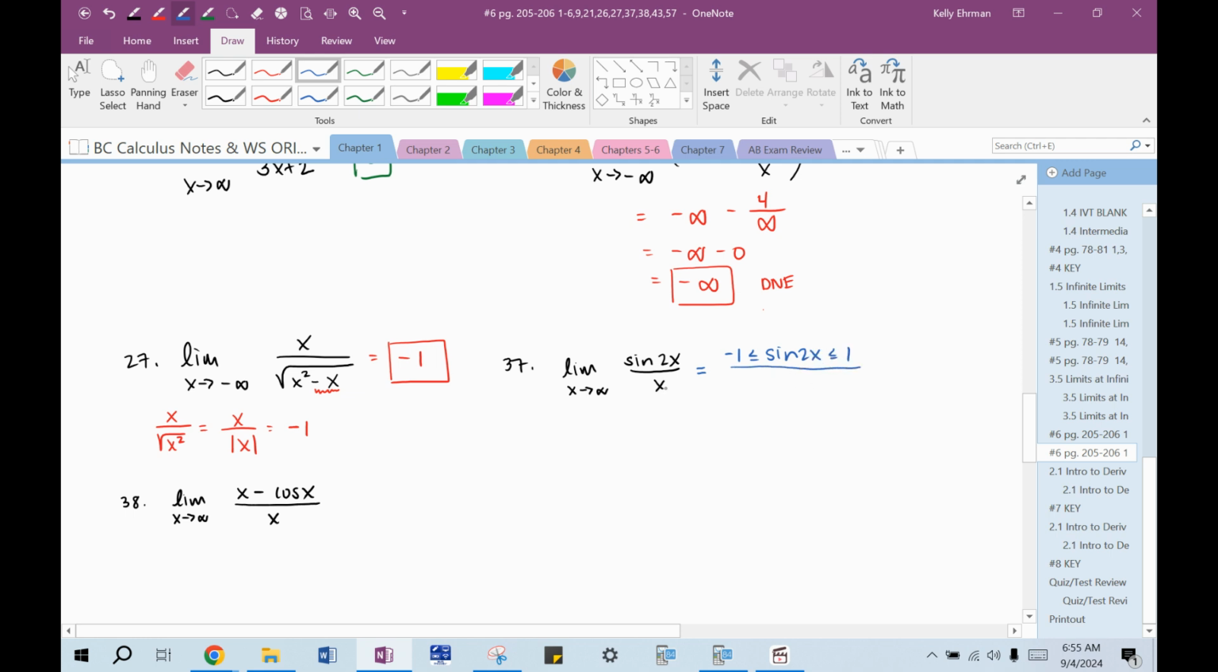But then the x in the denominator, as I plug in infinity, is just going to get really large. It's going to be infinity. So 1 over infinity or -1 over infinity or any decimal in between there is still going to come out to 0.